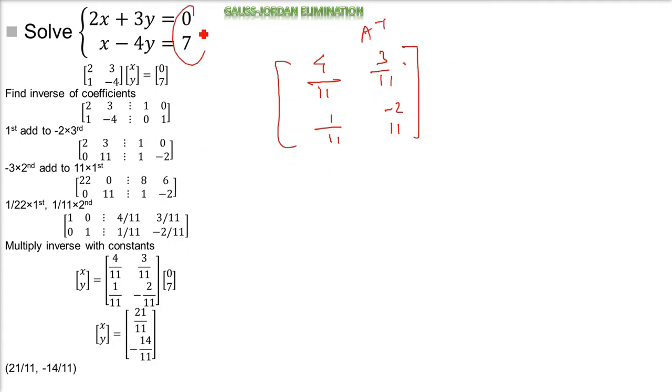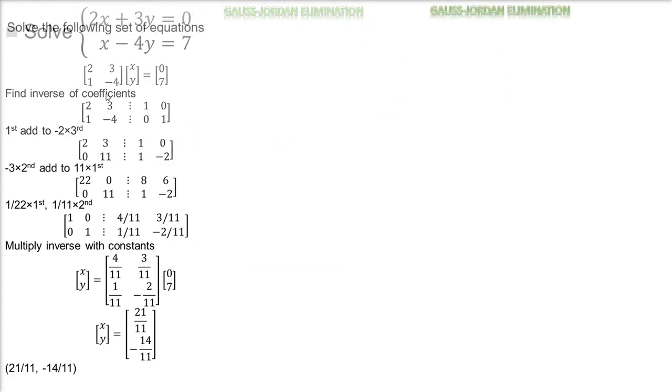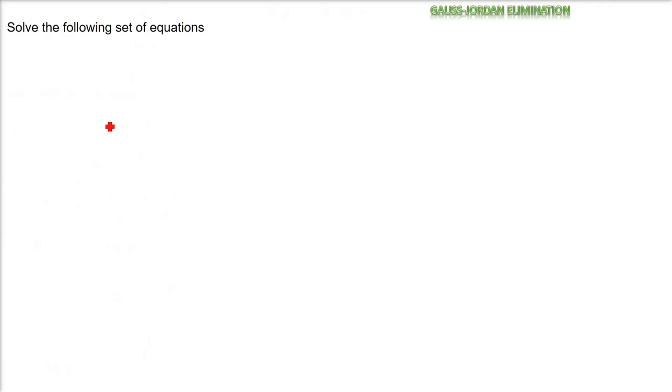Multiply it with 0 and 7. So when you multiply it with 0 and 7, what do you get? You get the final value as 21 by 11 and negative 14 by 11. That is going to be X and Y. So you got the idea, right? It is not about computation. It is about the logic that we have to make the left one what? Identity matrix.